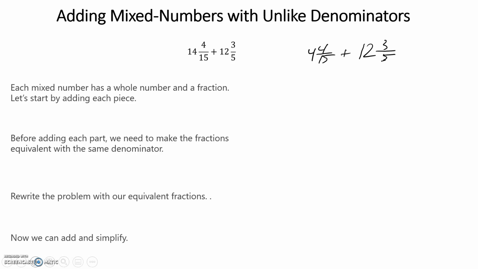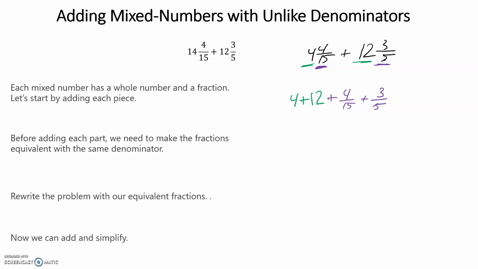And this is not the only way to do it. So I'm going to add 4 and 12, and I'm just going to break it down. 4 plus 12. And then I'm going to put my fractions down here. So I have 4/15 plus 3/5.